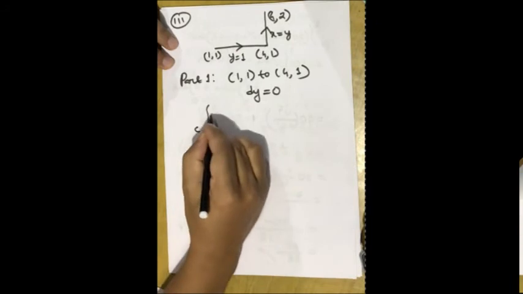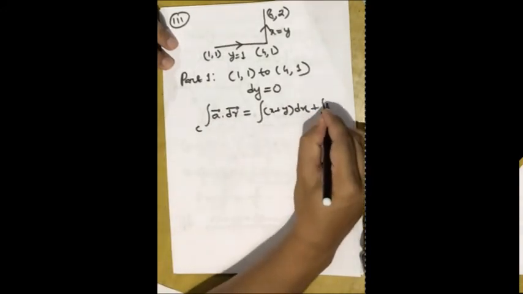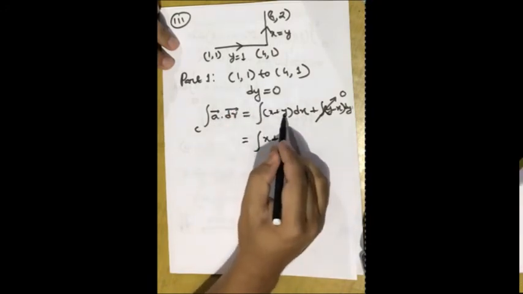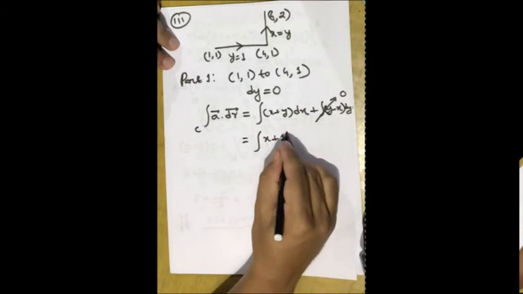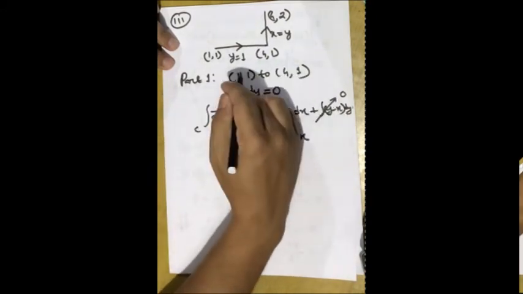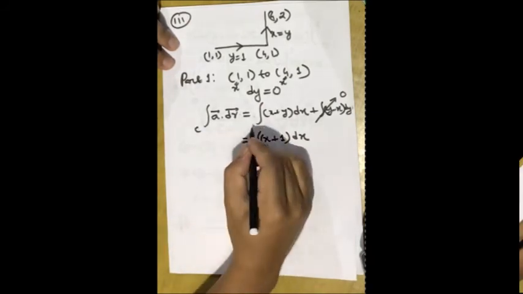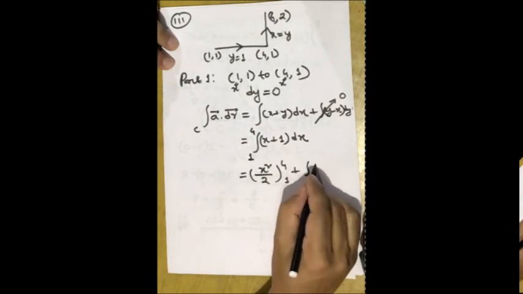Okay, and we know from the calculation which I have done earlier that A dot dr was (x plus y) dx plus (y minus x) dy. Since dy is equal to 0, obviously this term does not exist, so we have (x plus y) dx, and here y is equal to 1, because along this line from (1,1) to (4,1) the y coordinate does not change. So we put y equal to 1 into dx. The variation is in x, so x varies from 1 to 4: the lower limit will be 1 and the upper limit will be 4.